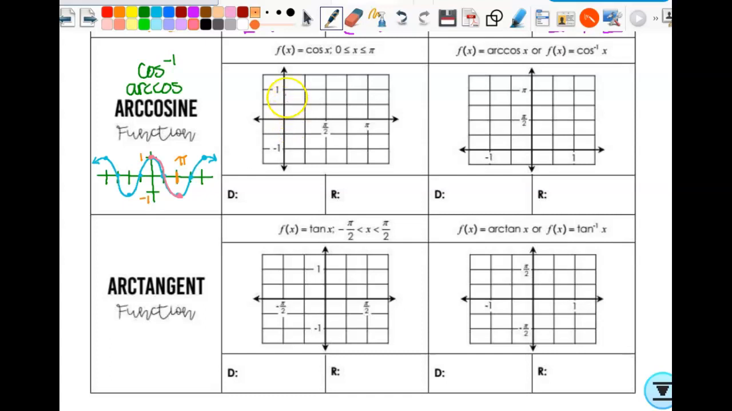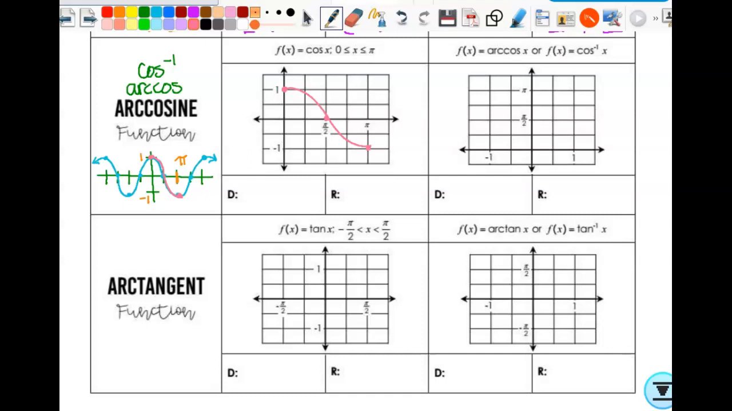So the cosine of 0 is 1. The cosine of pi halves is 0. And the cosine of pi is negative 1. So this is the section that I get so that it'll pass the vertical and horizontal line test. Again, no arrows because it's a restricted domain and I'm only looking at those parts right there.